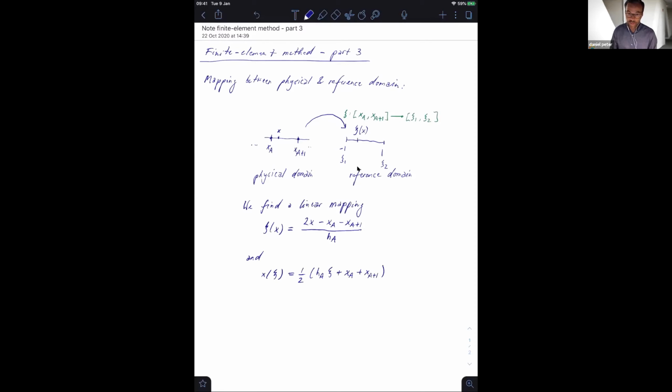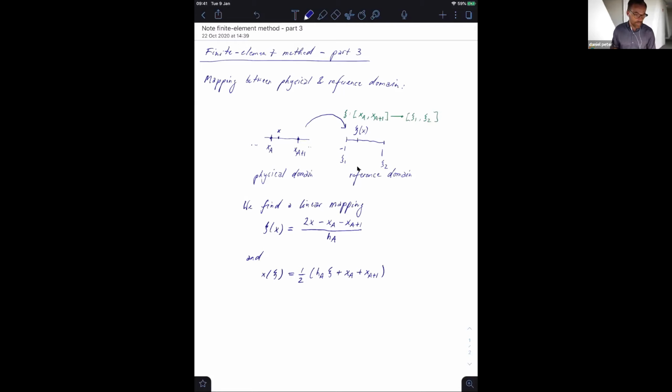So xi of x determines what is position xi in the reference domain or the reference element. X of xi brings us back basically: if we have xi, what would be the actual position x in the physical domain. Good. We stopped here last time.